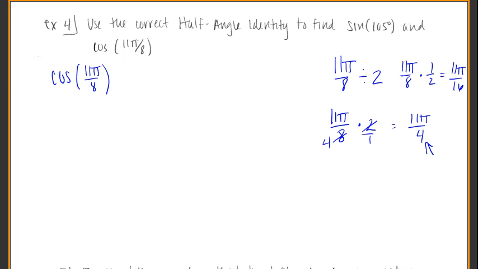I know pi over 4. I don't know pi over 16. So what this is telling me is I need to use a formula where I'm doubling the angle. And that is going to be plus or minus, it's what we learned in this lesson, the square root of 1 plus cosine of double this angle, which is actually 11 pi over 4, divided by 2.